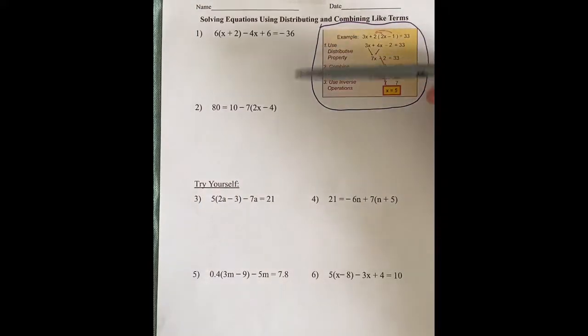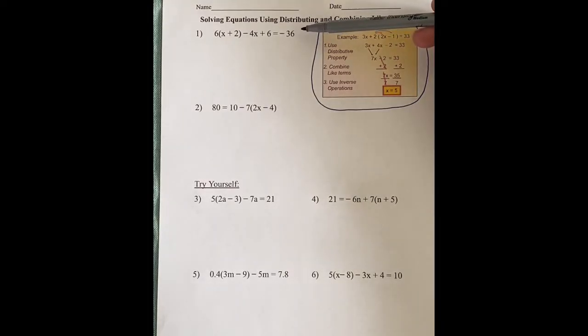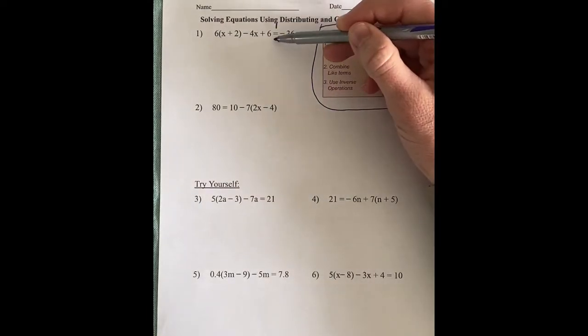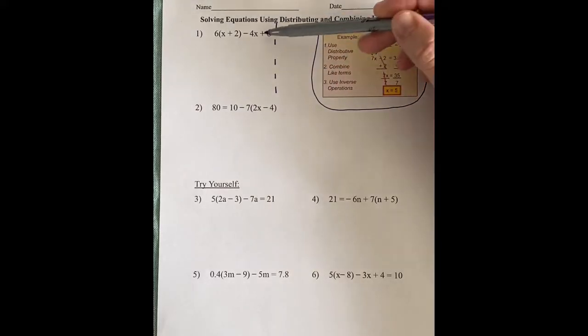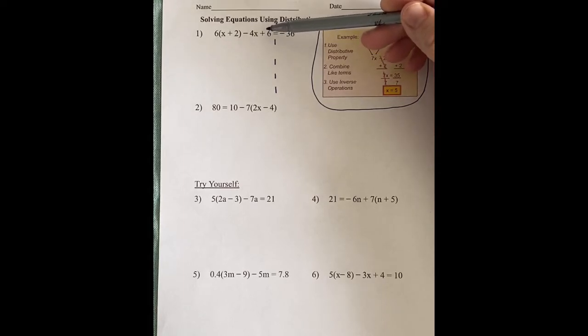So I'm going to just go through question number 1 and number 2 with you just to make sure you know the process. So for question number 1, we have 6 times x plus 2 minus 4x plus 6 equals negative 36. So first, remember your equal sign separates your left side from your right side. So if you find that you are combining things that you shouldn't combine, put that line there to help you to remember you can only combine terms that are on the same side if they are alike.